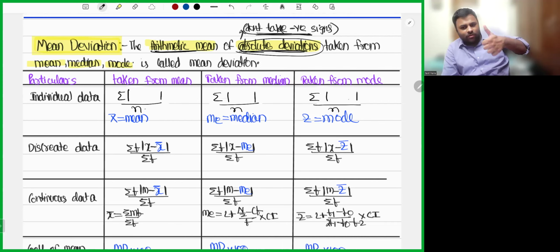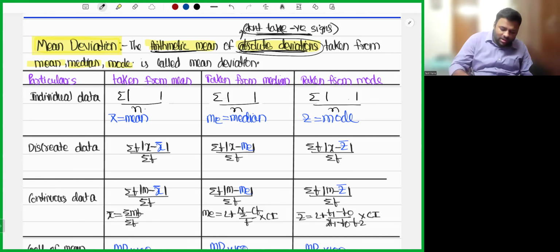You remember this? Sum of deviations from arithmetic mean is 0. Sum of square deviations from arithmetic mean is minimum. Sum of absolute deviations from median is minimum. Right? Same way, the arithmetic mean of absolute deviations taken from mean, median, mode is called mean deviation. Absolute deviations, where the negative sign is ignored. How will you calculate deviation? x minus x bar, x minus median, x minus mode. So this is mean deviation taken from mean, mean deviation taken from median, mean deviation taken from mode.